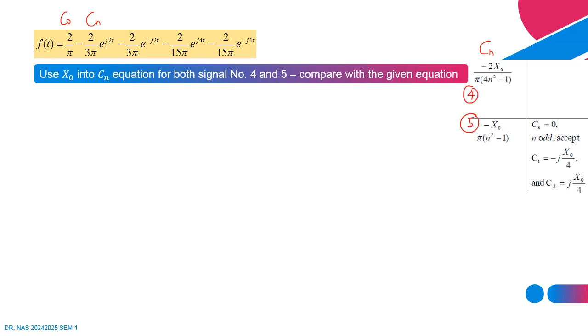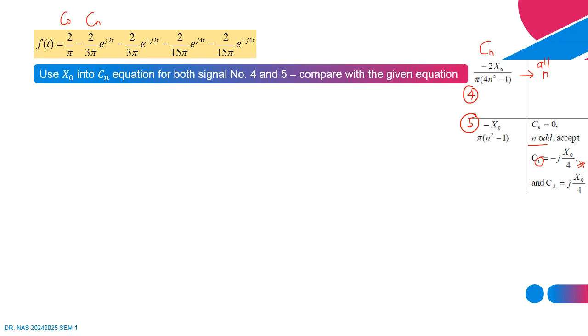Don't forget to look at the comments or remarks as well. This equation is valid for all n values, but for signal number 5, Cn will be zero for n odd except C1. If you have n equal to 1, then C1 equals this equation.